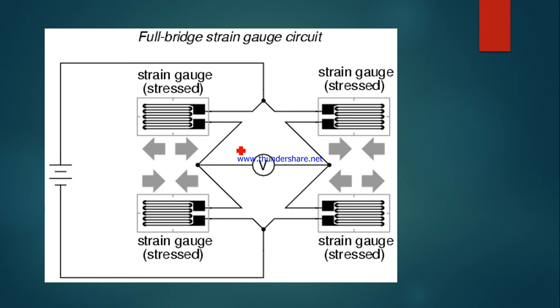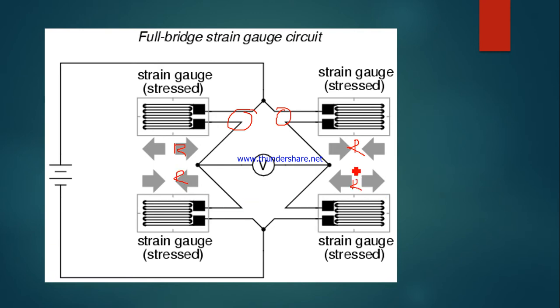So this is a full bridge load cell. Basically, inside, the configuration is like this. There are 4 strain gauges whose resistances are equal. If the load cell is not loaded, each strain gauge will give the same resistance value, say R. When it is not loaded, it is R here, R here also, and R here also.